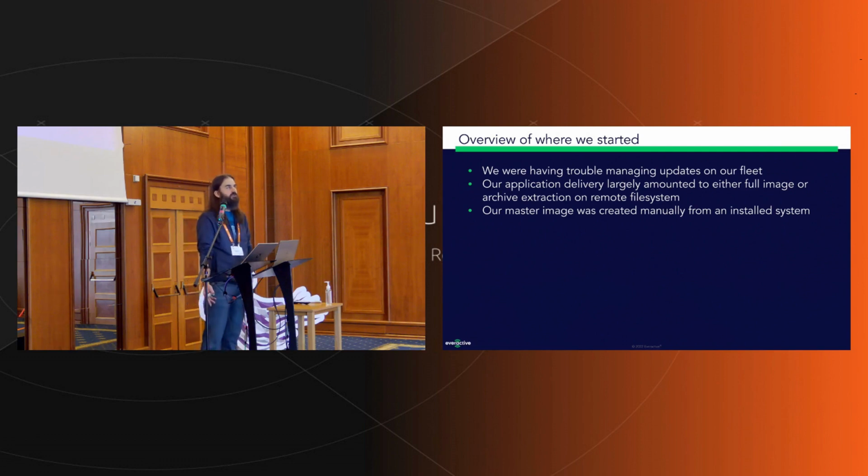The way we generated our production image at that time was essentially we had a reference device that had Ubuntu Server installed on it. We would set it up the way we wanted it, and then we would clone that, and that would be our production image. And again, you can see how that would be prone to a lot of human error.